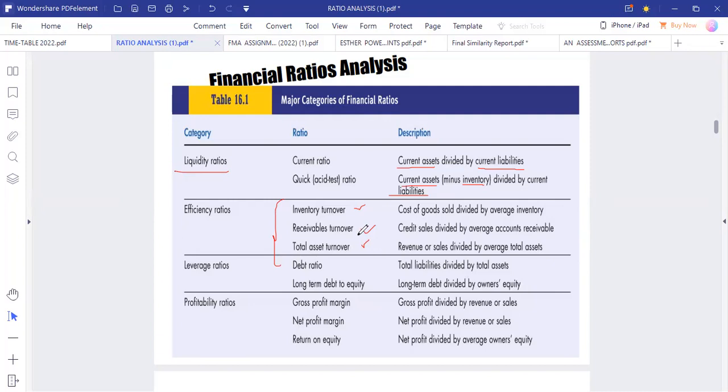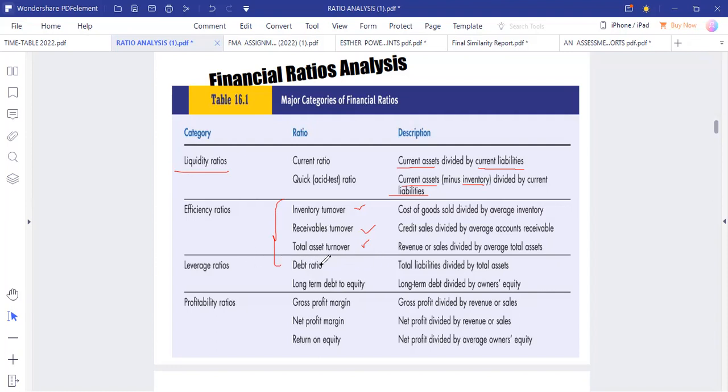So the receivables turnover talks about how long our debtors take to pay us our money. Then the creditors turnover really talks about how long we take to pay our creditors for the credit purchases. Then we go to another ratio, which is the leverage ratio. This one basically talks about the proportion of our debt to equity.